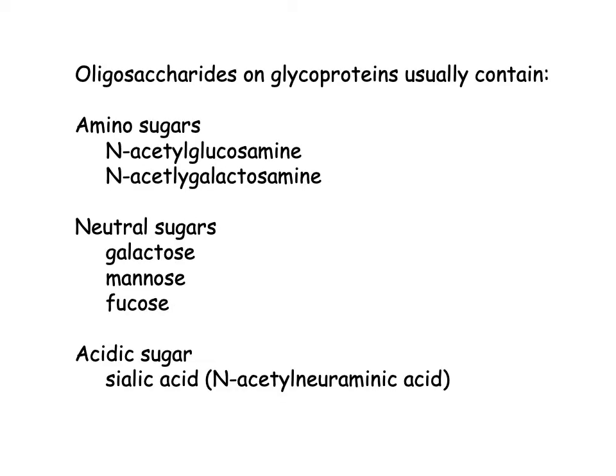Now again, these oligosaccharides on glycoproteins contain a variety of sugars. Some are the amino sugars, particularly N-acetylglucosamine and N-acetylgalactosamine. There's the neutral sugars, galactose, mannose, fucose as well. And the acidic sugar, sialic acid, also called N-acetylneuraminic acid.